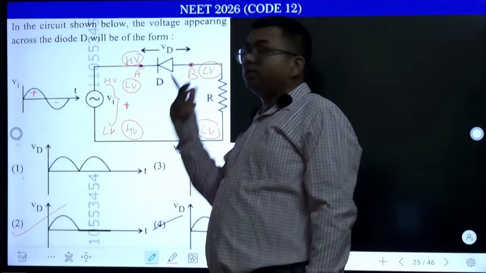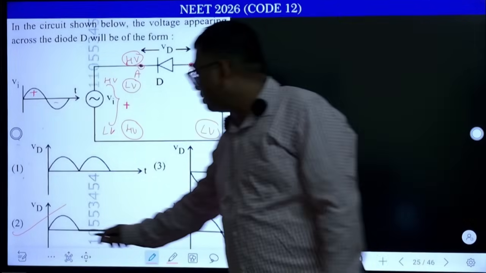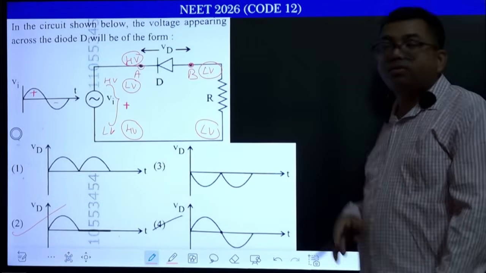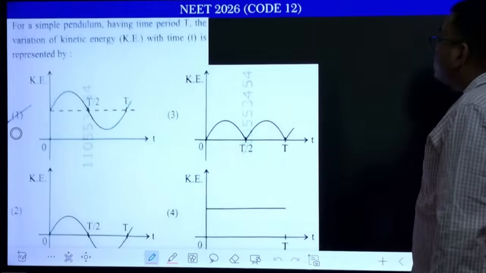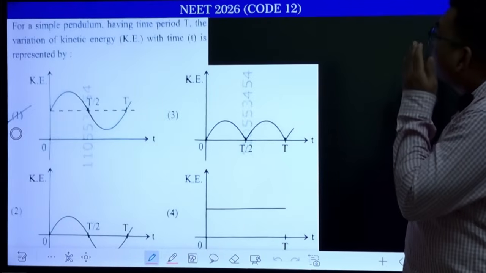Short circuit means the potential difference is zero. That's why this graph is zero. So option 2 is the best graph. Let us move to the next.